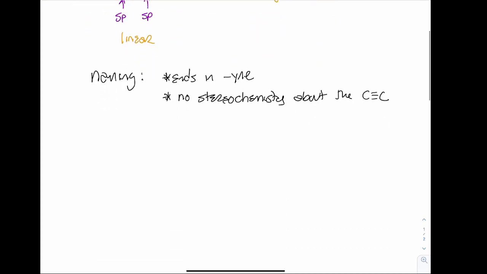Jumping right into reactions then, I do want to do one preparation first. Remember, preparation is where we're preparing that molecule. So an alkyne is going to be my product. I'm going to start with a molecule where I have a halogen on adjacent carbons, and then we're going to have strong base.